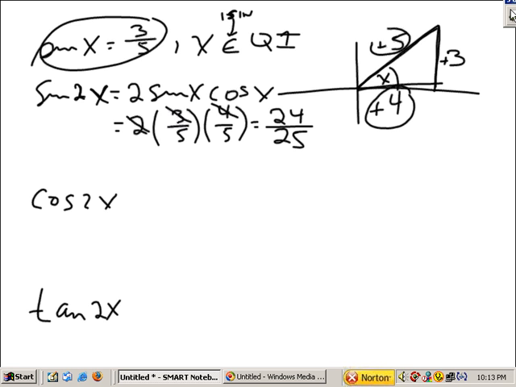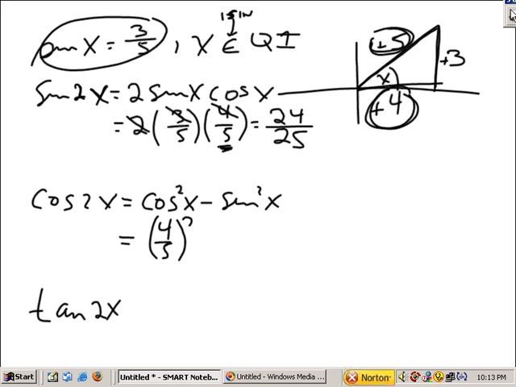Okay, cosine of 2x, well, one formula is cosine squared x minus sine squared x. Well, cosine x we just calculated, or you can say it's adjacent over hypotenuse. It's 4 over 5. That's cosine x. So we want cosine x all squared minus sine x all squared. Sine x was given, top left, as 3/5.